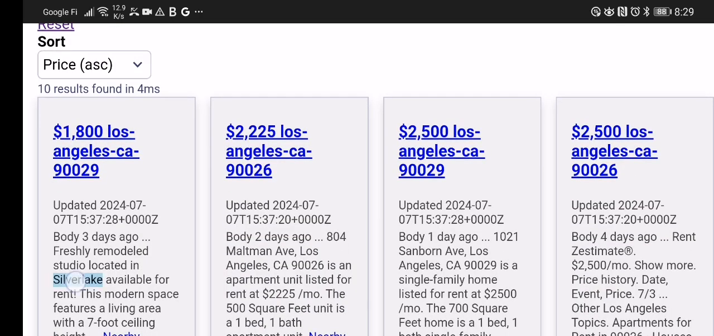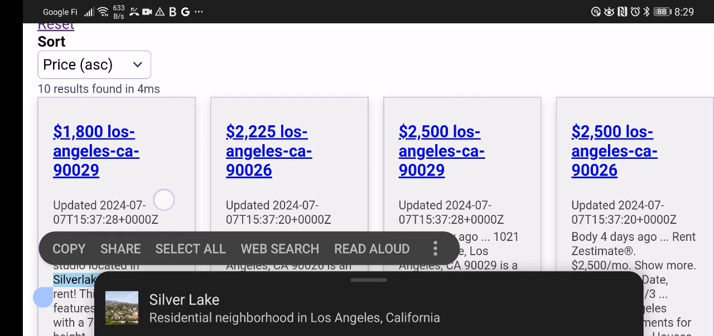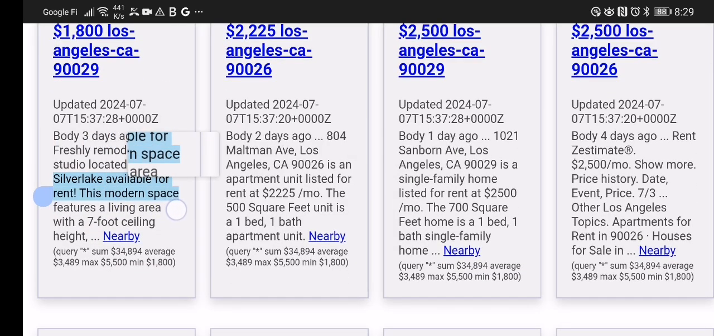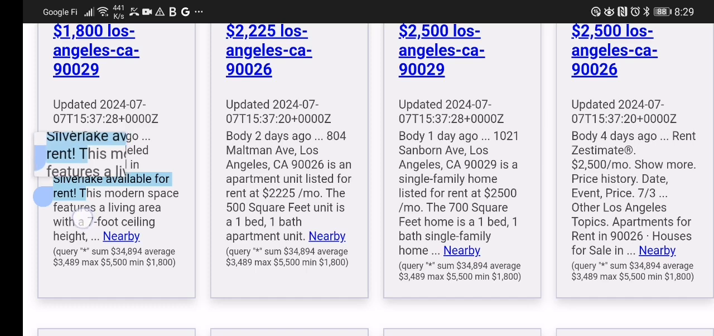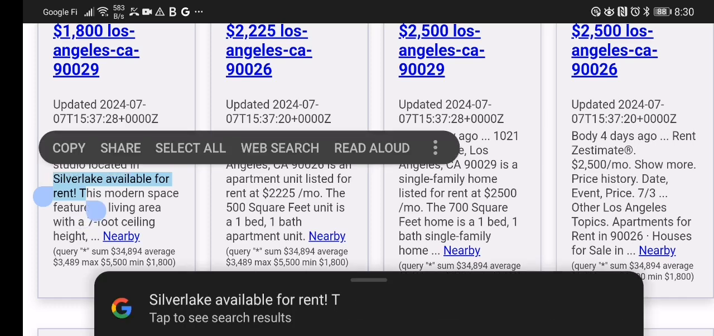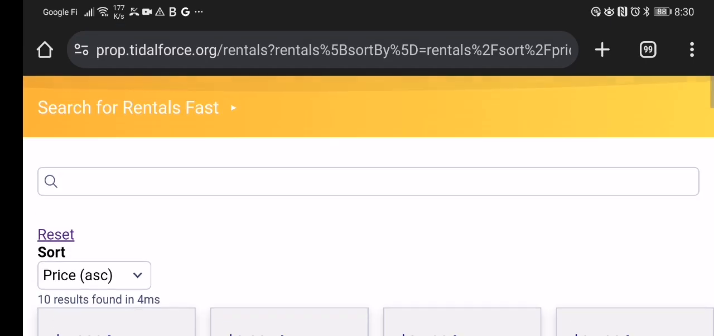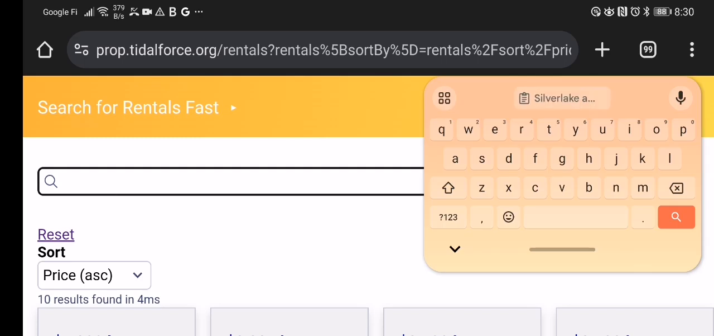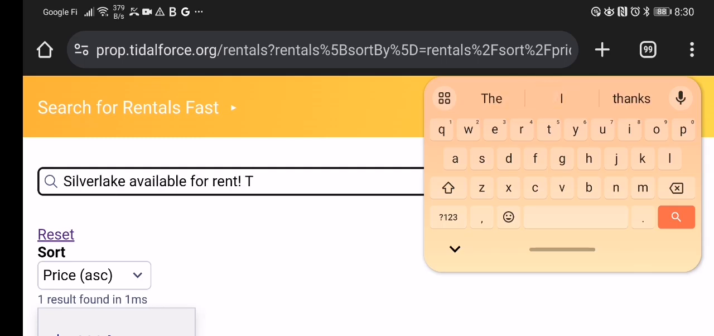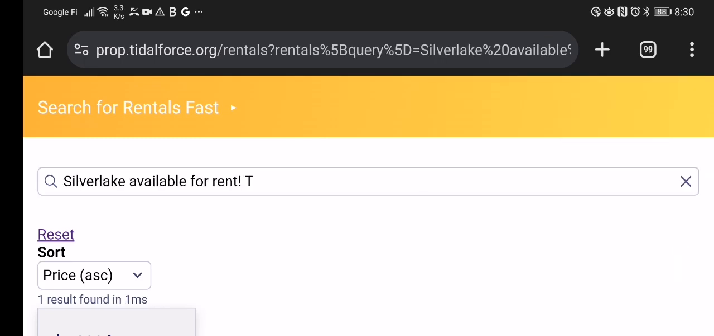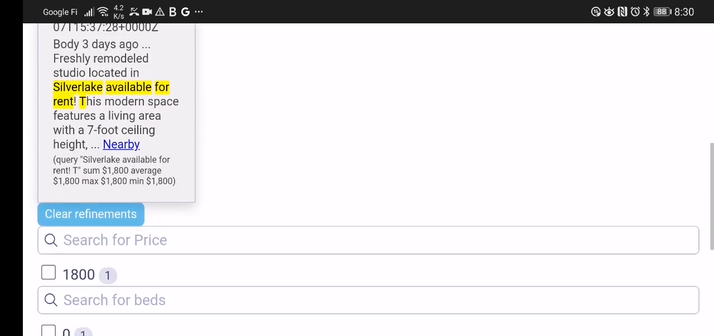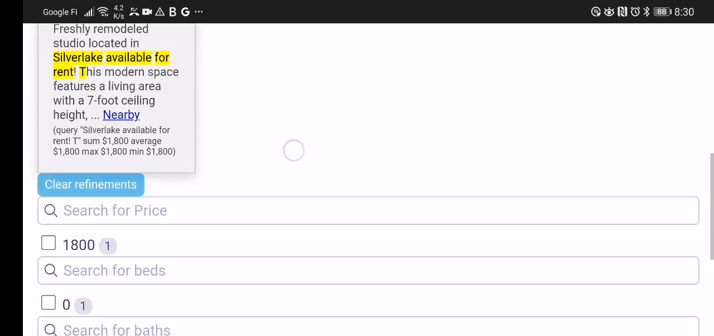What would be a good thing to search for? Silver Lake. Available for rent. Something, just an example, right? Let's say you start with some property. You know the property. You go there. And it finds it. But now you want to find nearby properties.